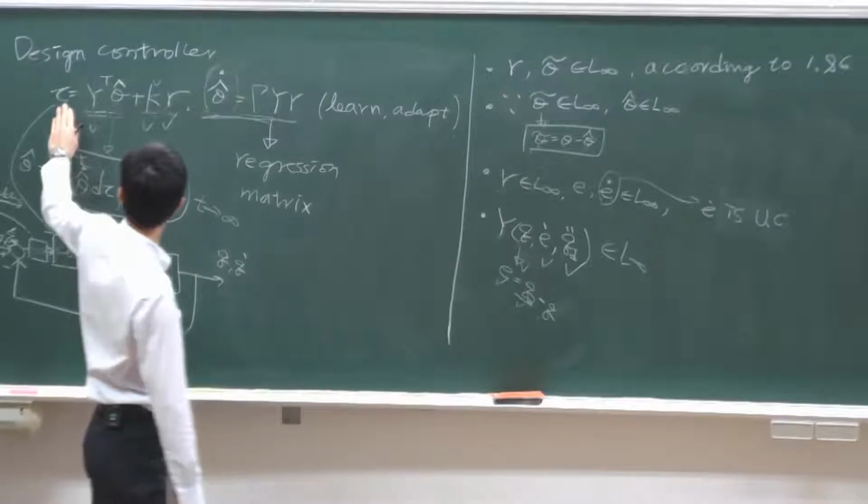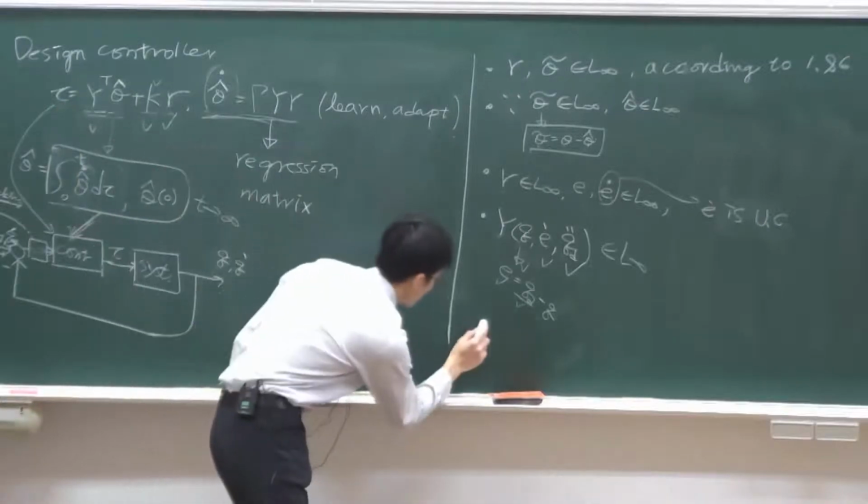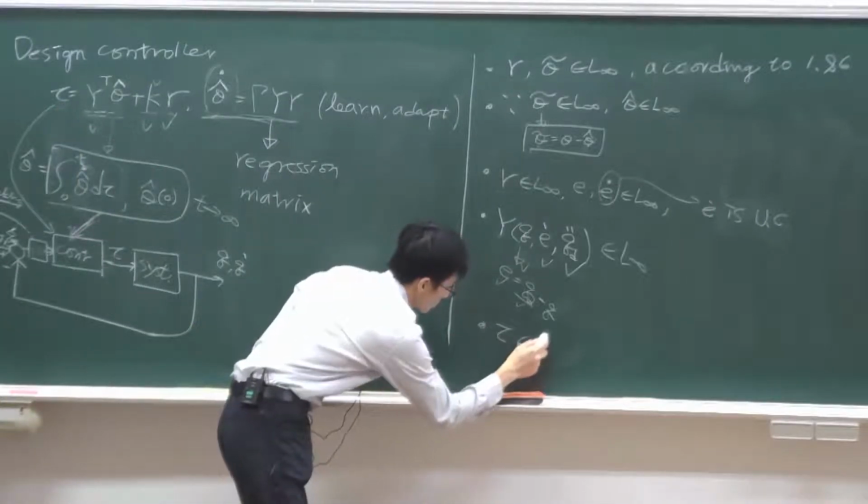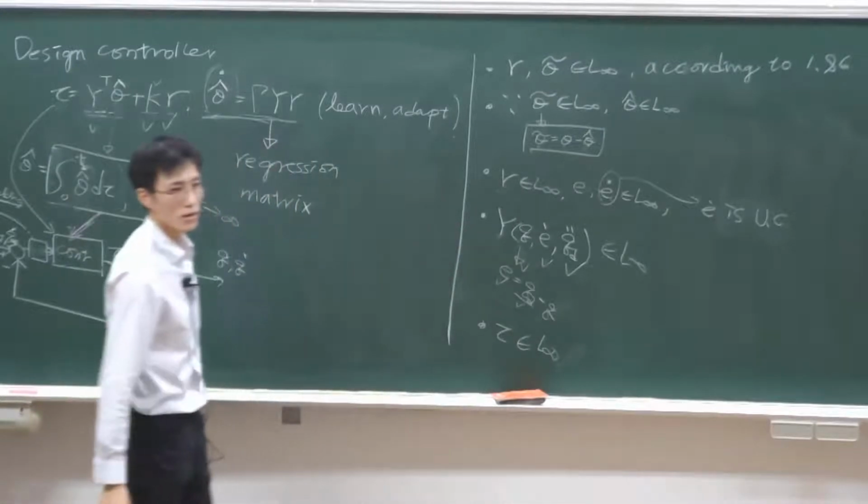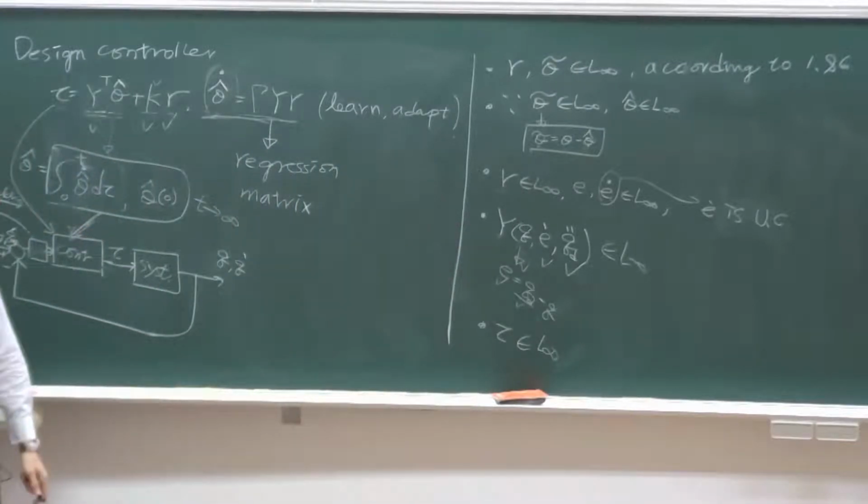And therefore, tau will be bounded. And that's important.